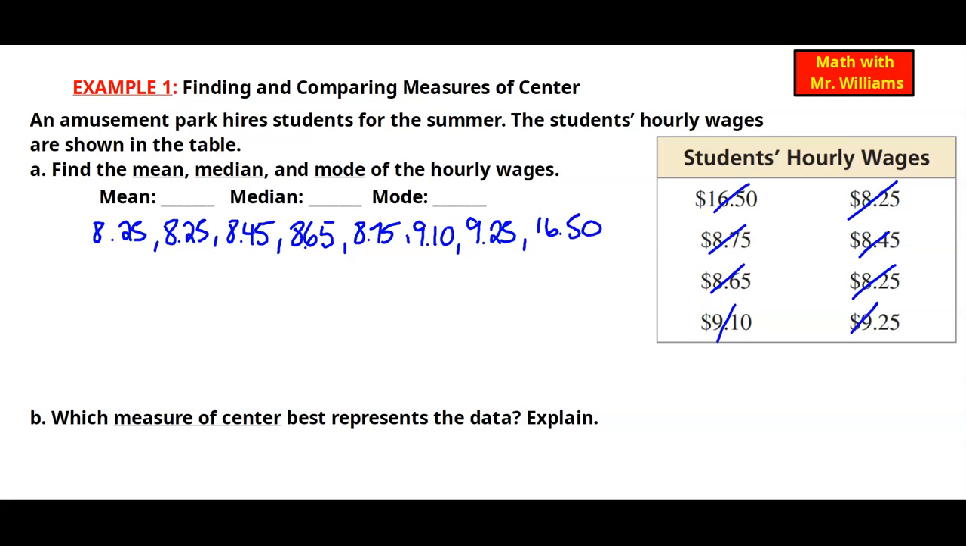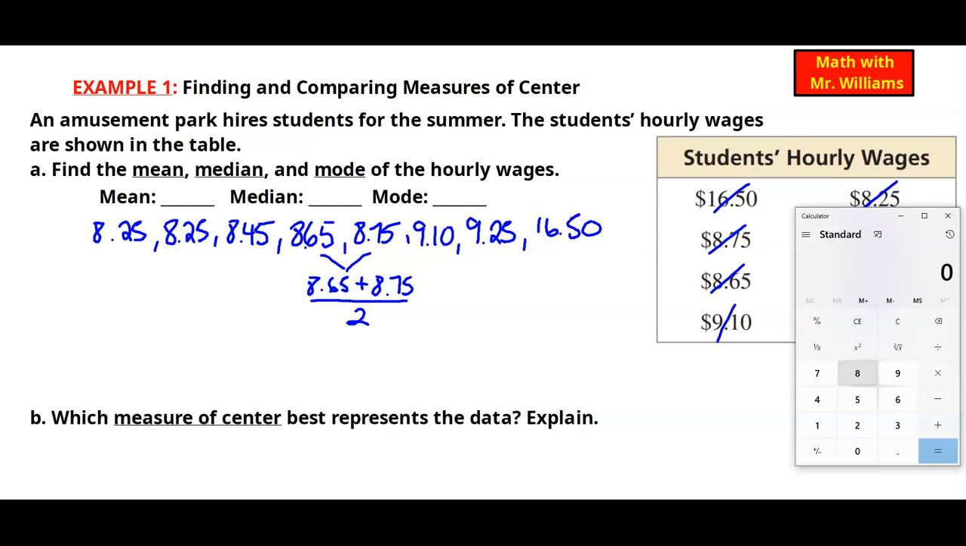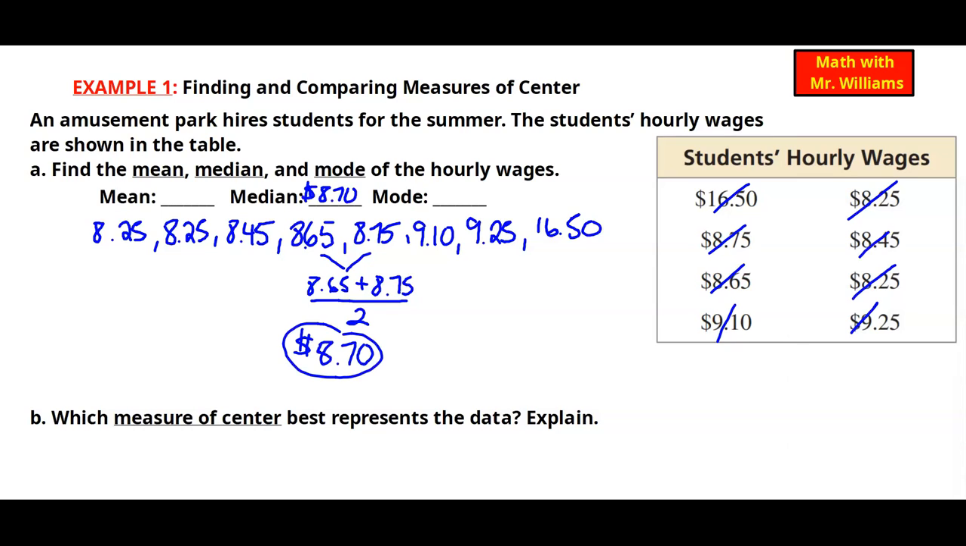All right, we have 8 numbers, so we need to find the 2 in the middle, add them up, and divide by 2. Let's get our calculator. So we have 865 plus 875. That'll give us 1740. Now we're going to divide that by 2, making our median $8.70.